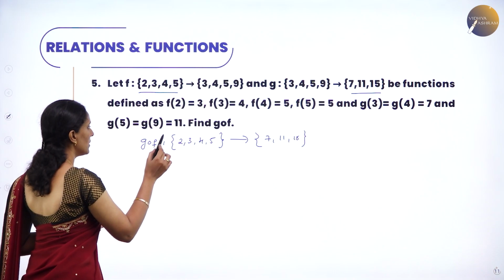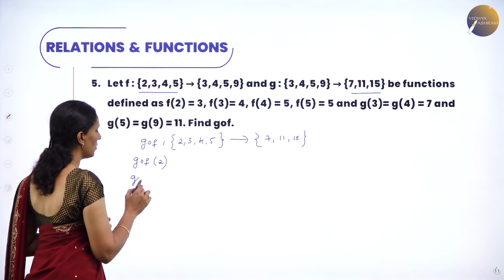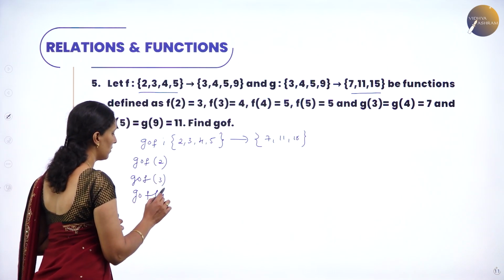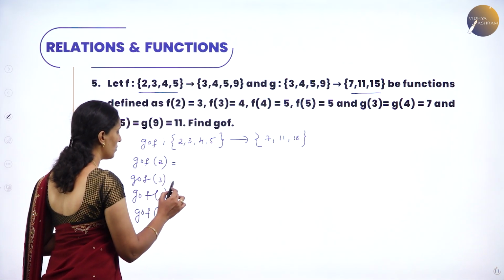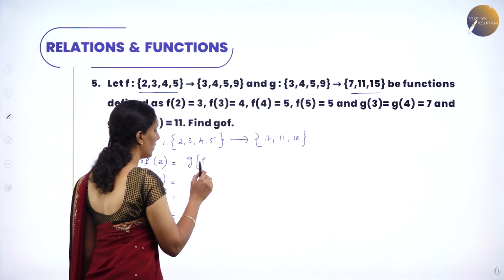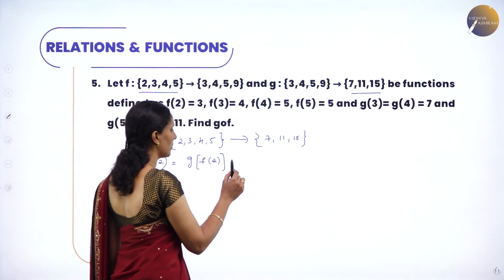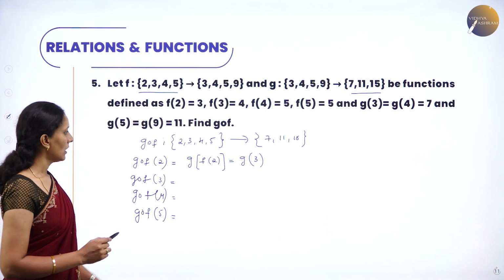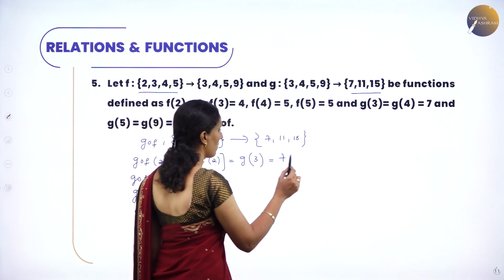Now suppose we need to find g∘f(2), g∘f(3), g∘f(4) and g∘f(5). These are the values we need to find. Now g∘f(2) can be written as g(f(2)). What is f(2)? f(2) is 3. So here we can write in the place of f(2), 3. Now we got g(3). What is g(3)? That is equal to 7.